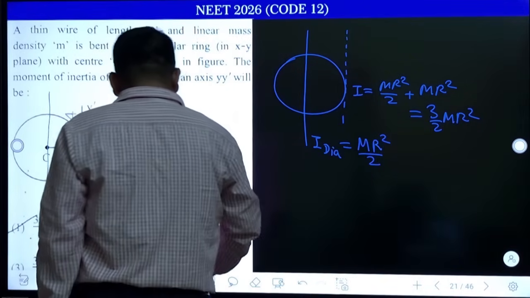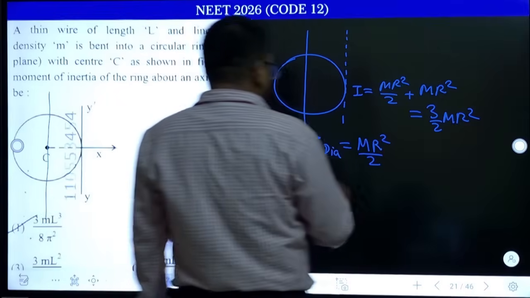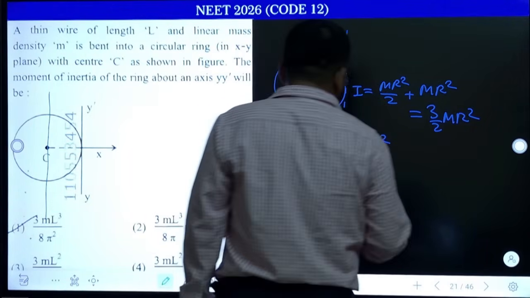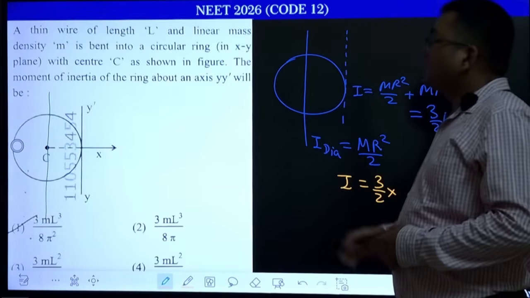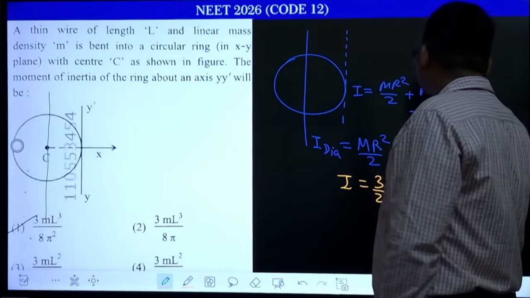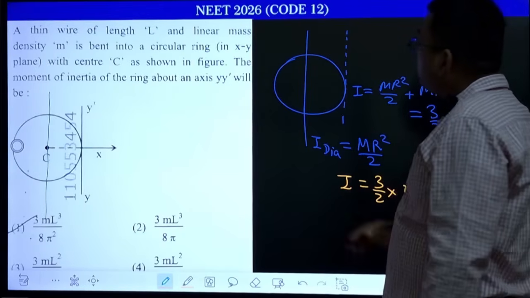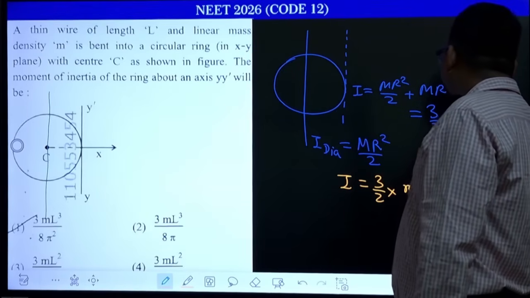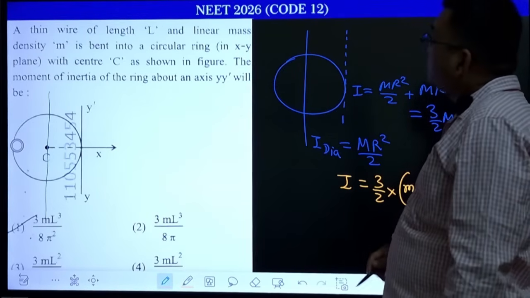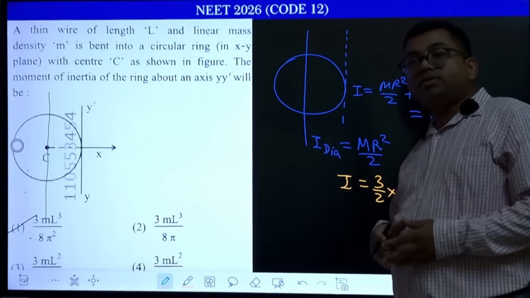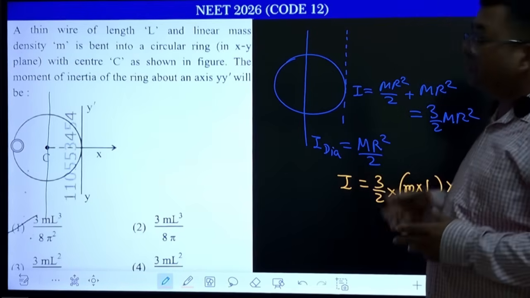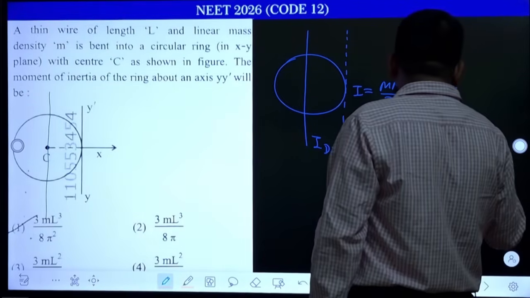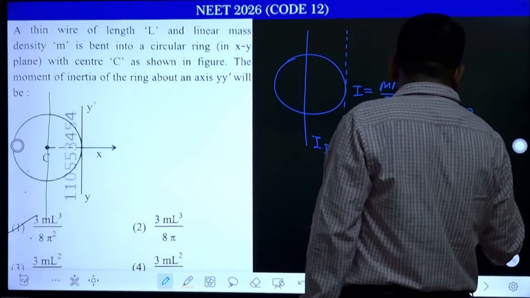Right, now we need to find out what is the total mass. So this I which we want to calculate is 3 by 2. Total mass we will write as mass per unit length, small m, times total length L. So we have to multiply that. Right, this is the total mass. Radius, because that length has been converted into a circle, that length is 2 pi r. So radius is length by 2 pi, and square of that is L square by 4 pi square.